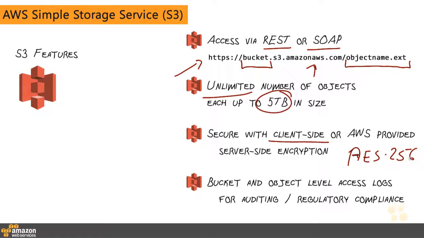You also get object level and bucket level access logs that you can use to audit access to your S3 data. S3 is also really easy to use. You can use any of the three connectivity options that we've talked about with AWS. That is the web browser, the command prompt, if you're a command prompt kind of person, or like we just spoke of a whole bunch, the RESTful or SOAP calls over HTTP.